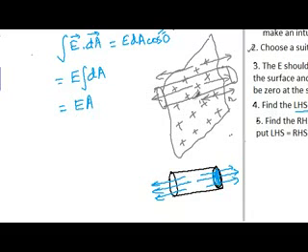Similarly, the flux through the other end of the cylinder will also be EA. So the flux through this end is EA, and this is also EA. So the total flux through the Gaussian surface is twice EA.